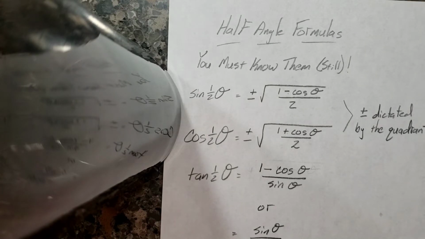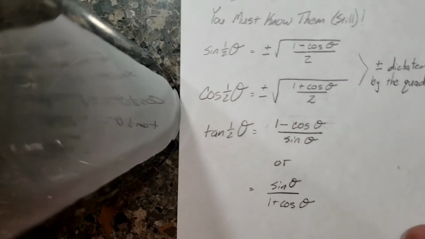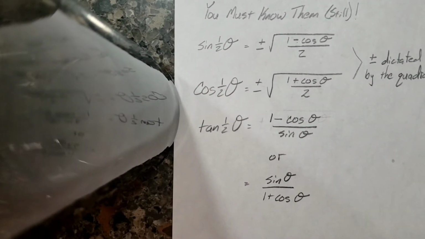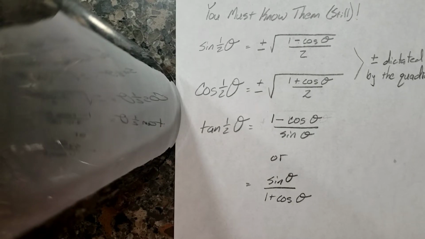And then for tangent, you see 1 minus cosine theta over sine theta, or sine theta over 1 plus cosine theta. Either one of those. Personally, I like to use plus, but then you're adding in a denominator and you've got all kinds of things that can happen there. So whatever one you're comfortable with, that's fine. I'm going to do a couple examples here so you can see how to use them, and hopefully they will help.